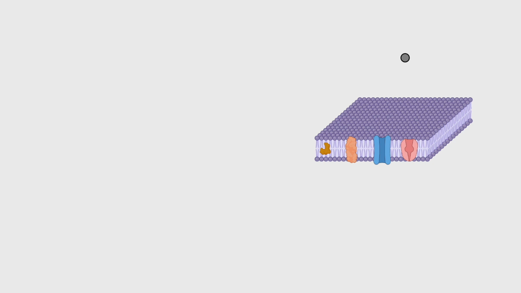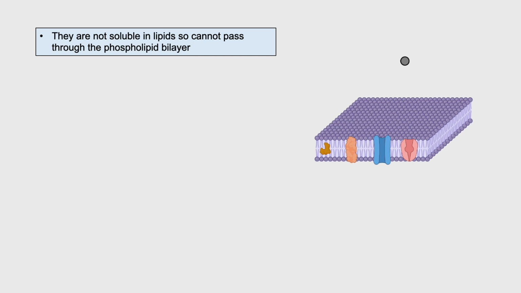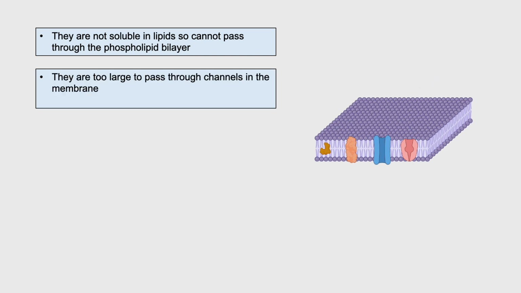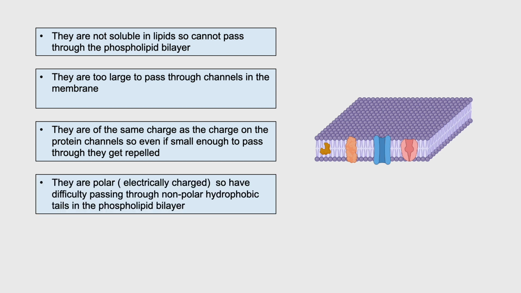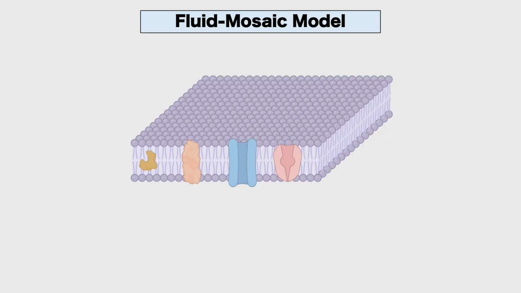But many molecules can't freely diffuse across the cell surface membrane because they are not soluble in lipids, so cannot pass through the phospholipid bilayer. They are too large to pass through the channels in the membrane. They are of the same charge as the charge on the protein channels, so even if they're small enough to pass through, they get repelled. Or they may be polar or electrically charged, so have difficulty passing through the non-polar hydrophobic tails in the phospholipid bilayer. The cell surface membrane is often depicted using the fluid mosaic model.